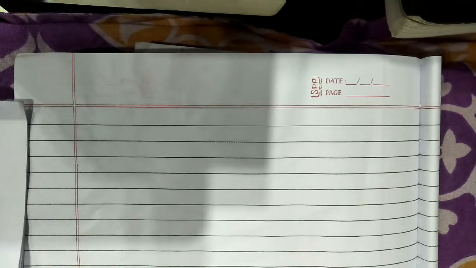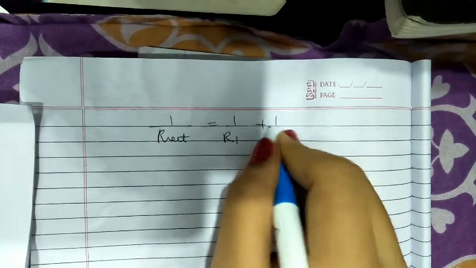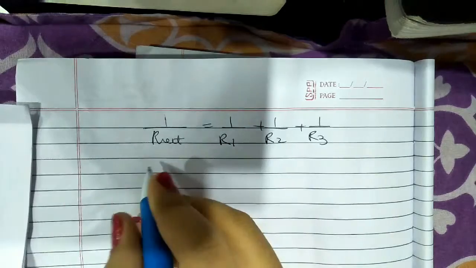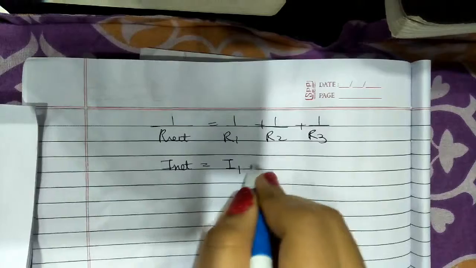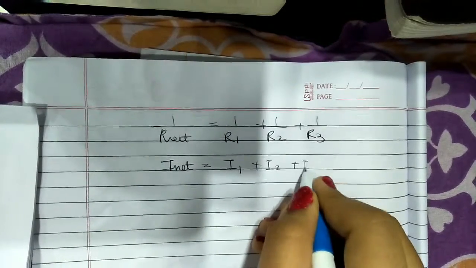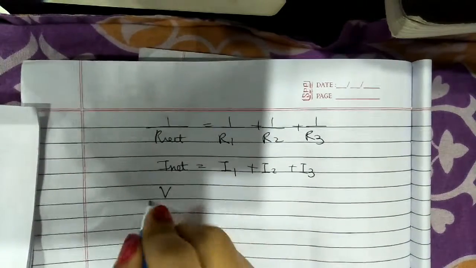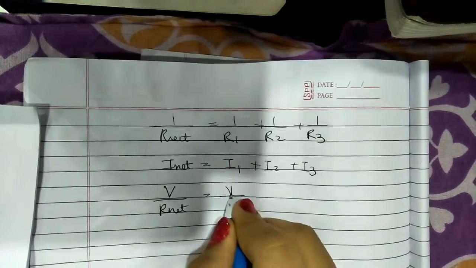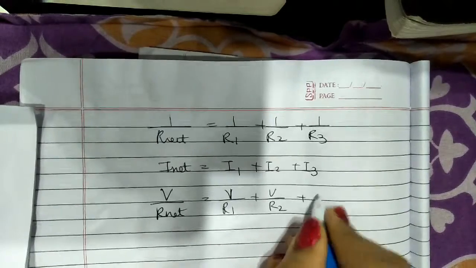So in this question, we need to prove that 1 by R net is equal to 1 by R1 plus 1 by R2 plus 1 by R3. Now we know that I net in parallel combination will be equal to I1 plus I2 plus I3 because current is not the same for all the resistors. So V by R net would be equal to V by R1 plus V by R2 plus V by R3.